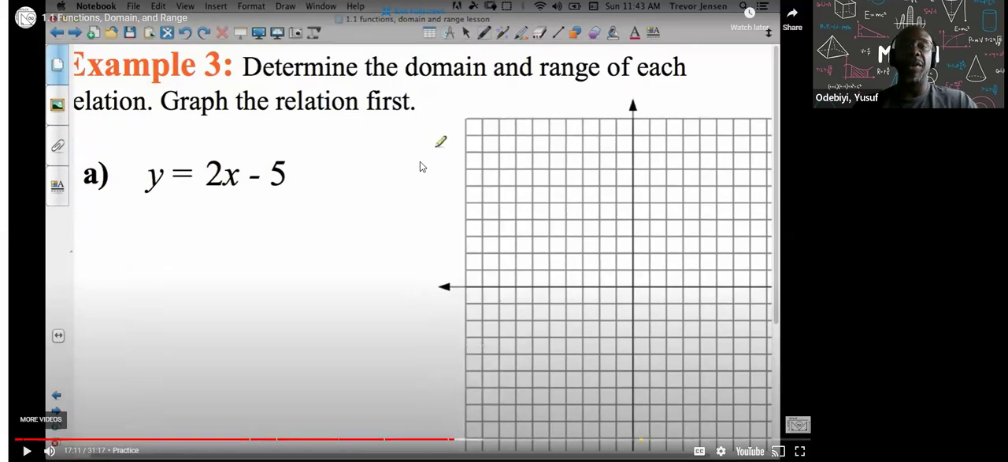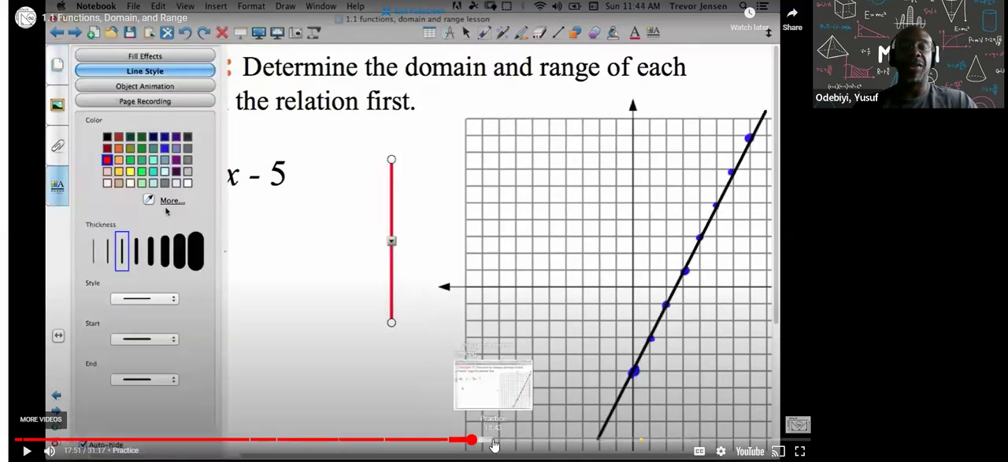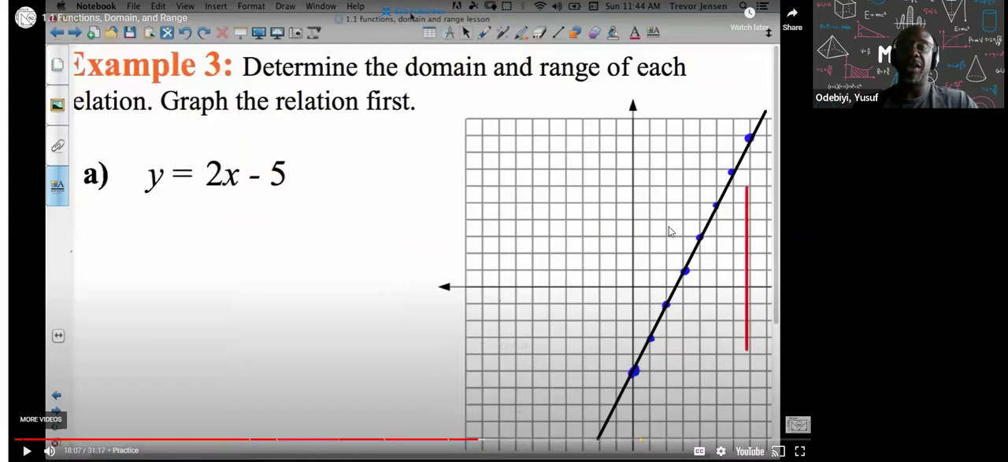And then it says determine the range. So once you graph it, let's fast forward. That shouldn't be an issue. First of all, since you're graphing that, you know it's a function, because it's a line equation. So you don't really need to do the vertical line test. You already know it's a function.